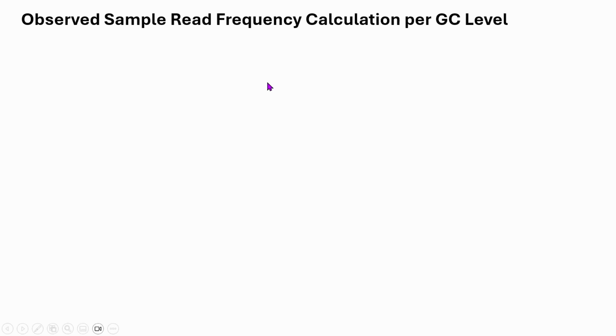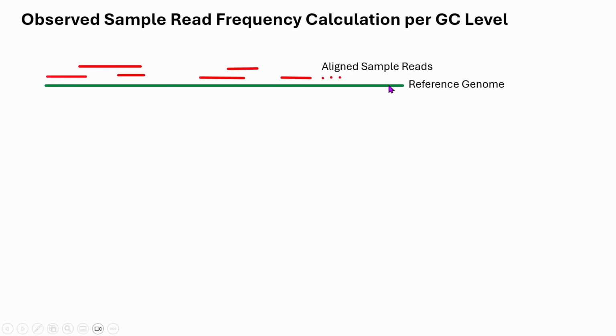So now it is time to calculate the observed sample read frequency per GC level. Again, we have the reference genome. We have a sample which we sequenced using some sequencing technique. After sequencing those reads, we have to align those reads to the reference genome. Every bioinformatician who is familiar with a little bit of biology will know that we have to align the reads to the reference genome. So these are the aligned sample reads. Some of them can be a little bit heterogeneous in size. That is why I haven't kept the sizes all similar. They can be a little bit different.